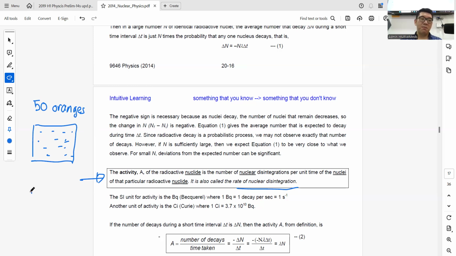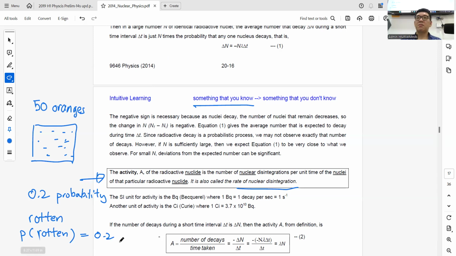If I tell you there's a 0.2 probability. So probability is something you learn in secondary school, right? EMath. So that's something that you know. All right. If there's a 0.2 probability that some of the oranges inside are rotten. So usually we use the math language like this. P rotten will be 0.2. How many oranges do you think will be rotten inside this box?